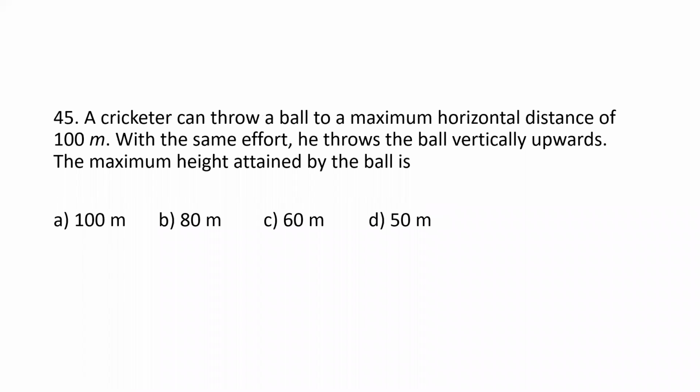A cricketer can throw a ball to a maximum horizontal distance of 100 meter. So horizontal distance is given as 100 meter, that is, range is given as 100 meter. With the same effort, he throws the ball vertically upwards. The maximum height attained will be?